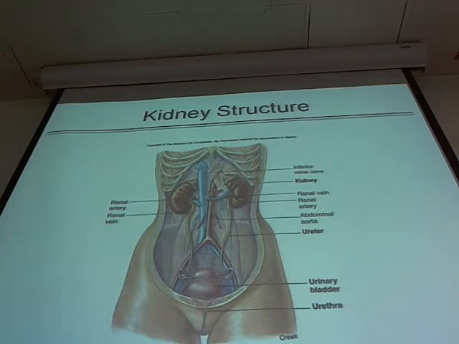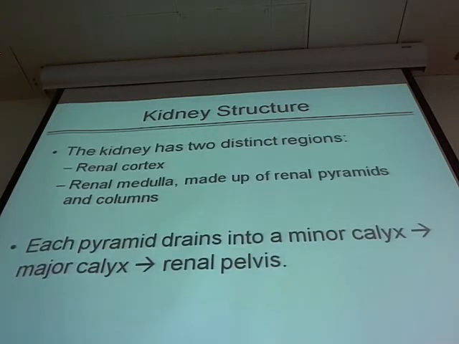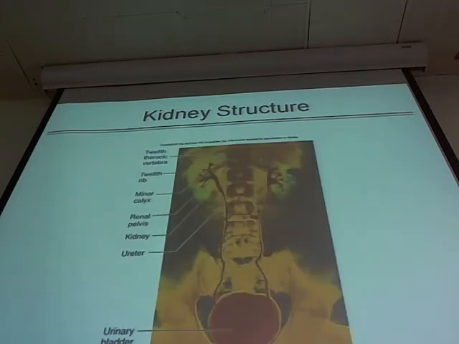So you've got inferior vena cava, that's taking blood back up to the heart. You've got the kidneys, renal vein, renal artery, abdominal aorta, ureter, urinary bladder, urethra. Kidney has two distinct regions. You've got the cortex and the medulla. Each region drains a minor calyx, major calyx into the renal pelvis. The minor calyx is your nephron. It drains into the major ones and into the renal pelvis.